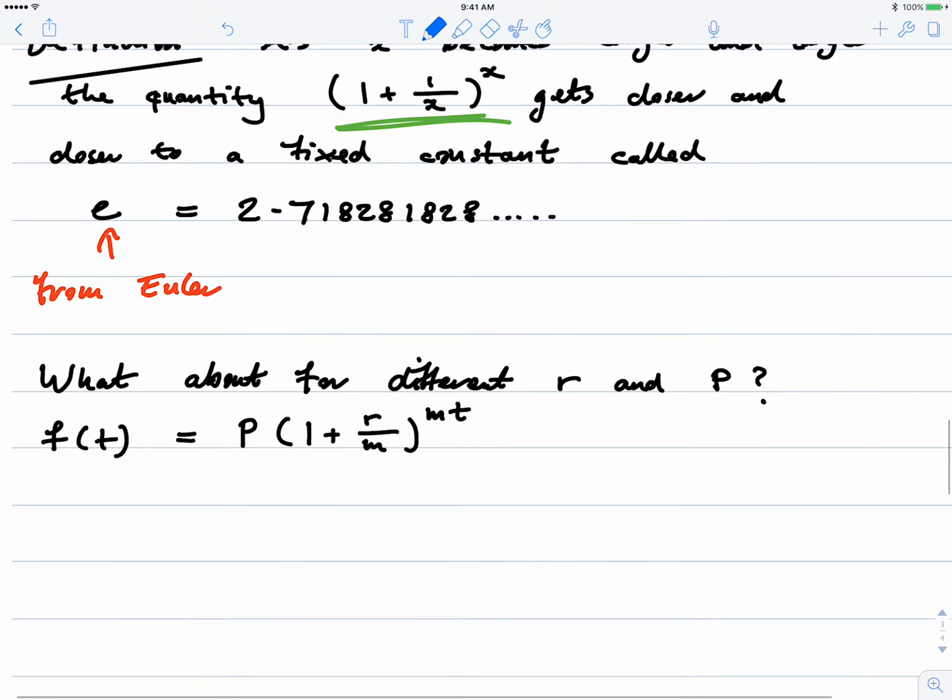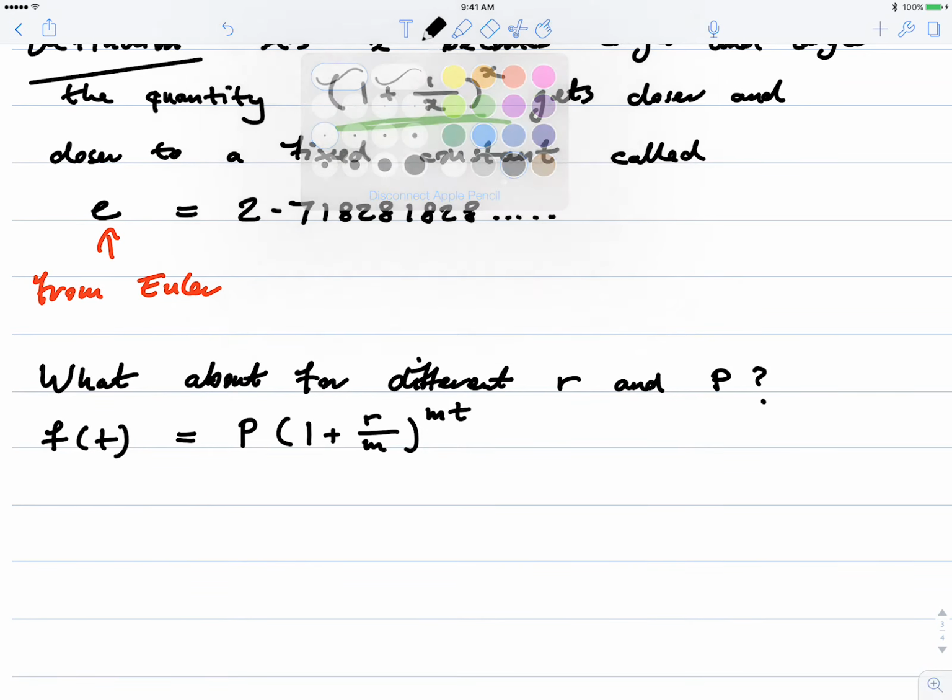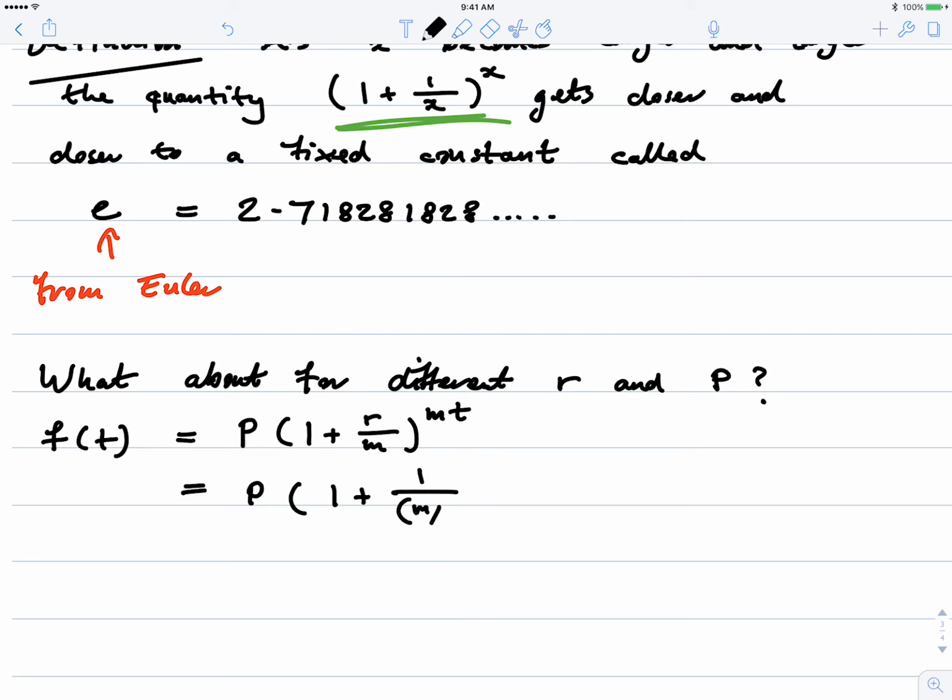I'll keep that above. This is equal to P times 1 plus, and this is going to look silly, but I'm just going to go through it, M divided by R. So I'm rewriting that with the R on the bottom. That's the basic laws of arithmetic. It looks kind of strange, but notice it's now the correct format. It's 1 divided by something.